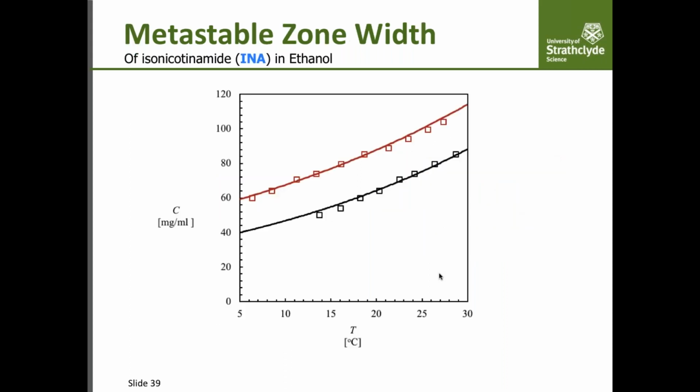So the first step we did was to measure the metastable zone of isonicotinamide in ethanol. So the black line is the solubility of isonicotinamide in ethanol, and the metastable zone limit is the red line. So in between the red line and the black line, you do have supersaturated solutions, but with the cooling rate we use, we don't see any crystals within that region.